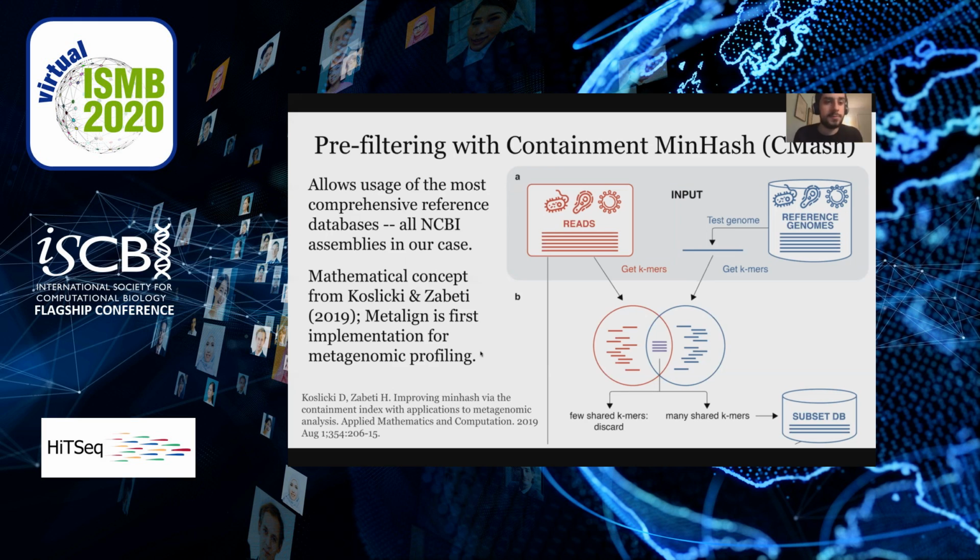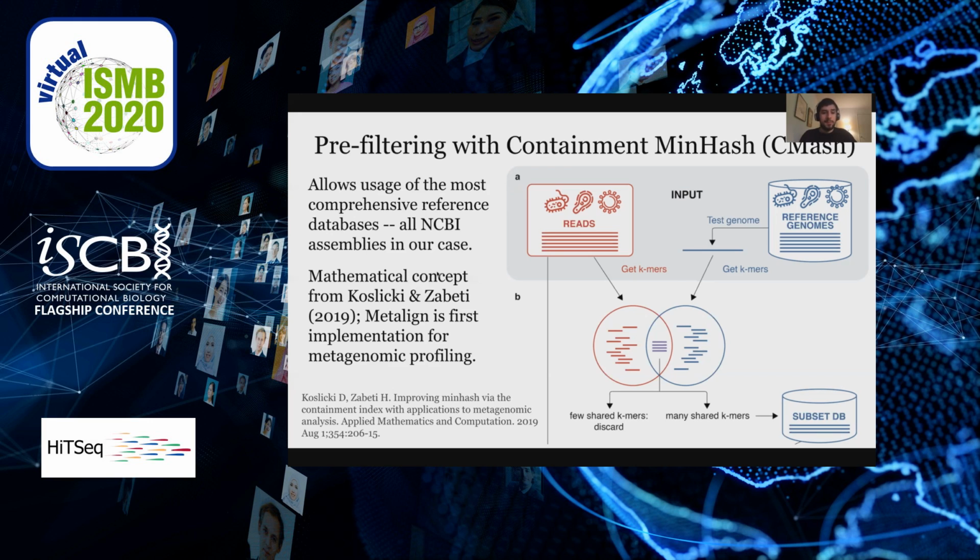So by doing this SMASH, we can use a really comprehensive reference database efficiently. In our case, we use all NCBI assemblies, so RefSeq, GenBank, even some assemblies that aren't on GenBank, to make a really comprehensive reference database. And we can use it efficiently by doing this pre-filtering step.